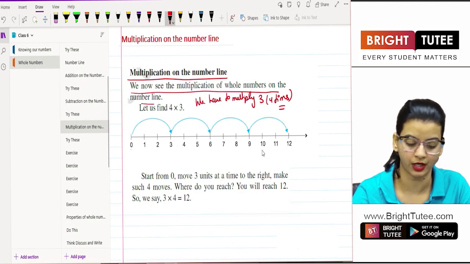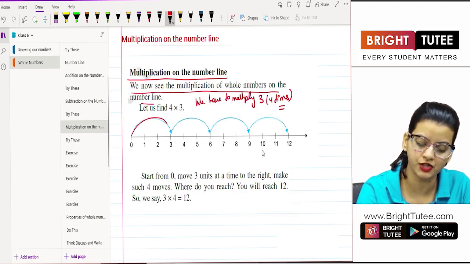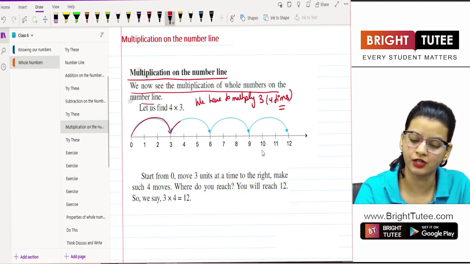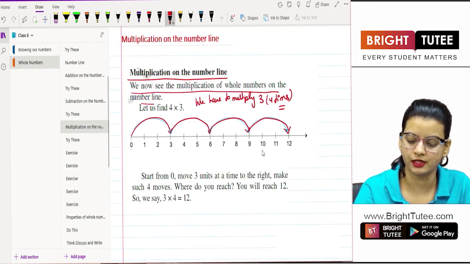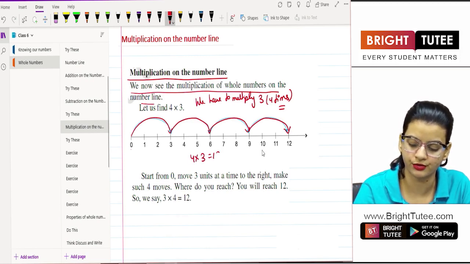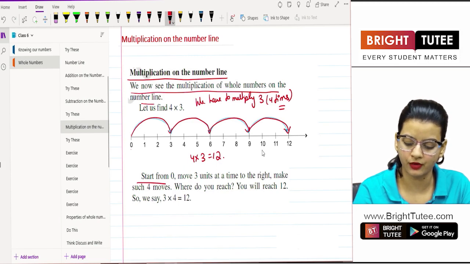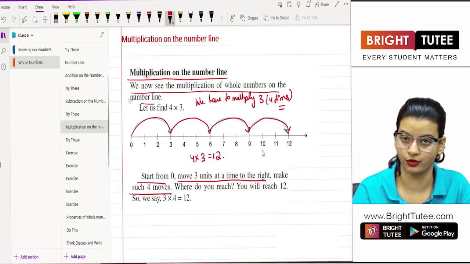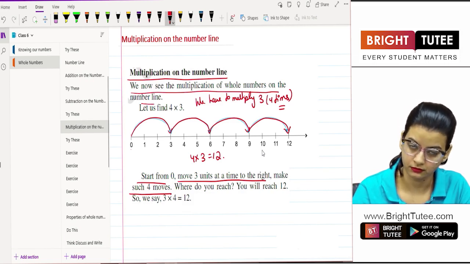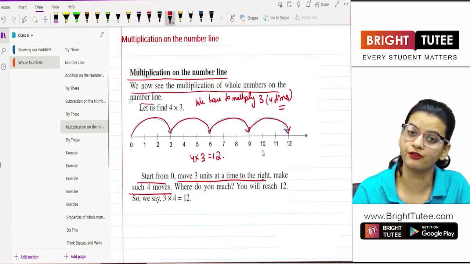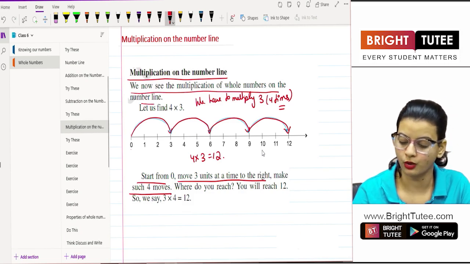So we have the first jump from 0 to 3, the second jump again 3 to 6, the third jump 6 to 9, and the fourth jump 9 to 12. So 4 into 3 equals 12. We start from 0, move 3 units at a time to the right, and make 4 such moves. Where do we reach? We reach 12. So our answer of 3 into 4 is 12.